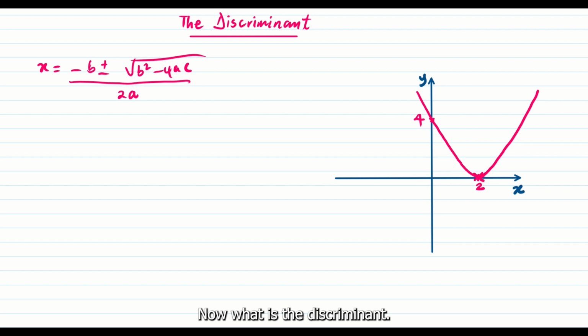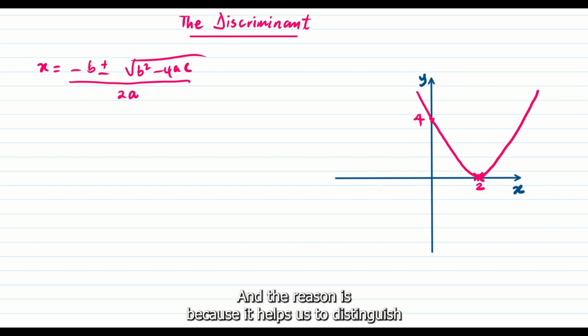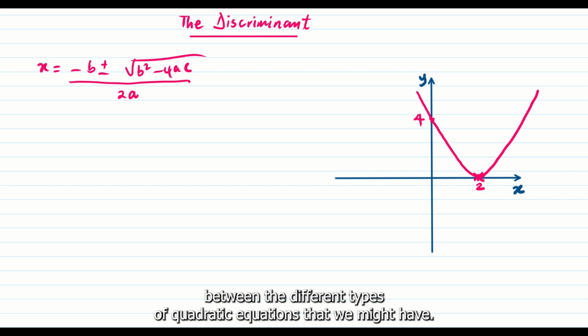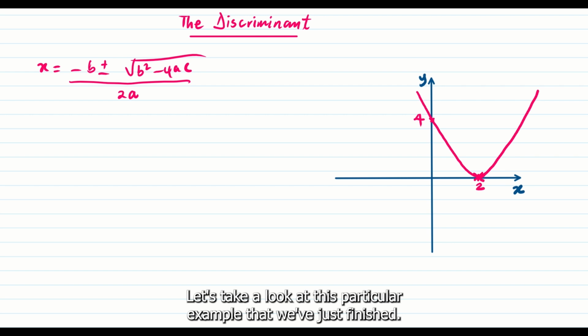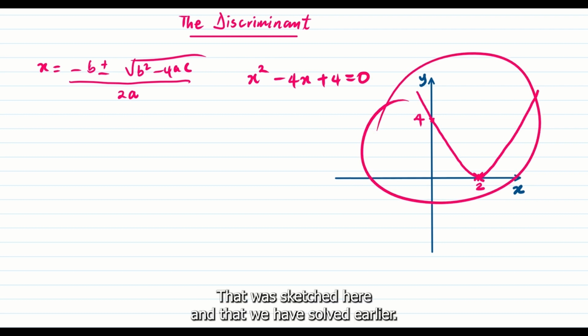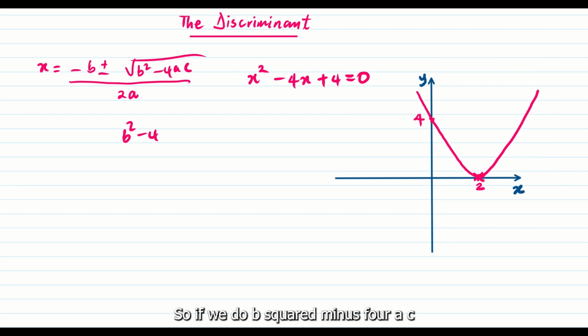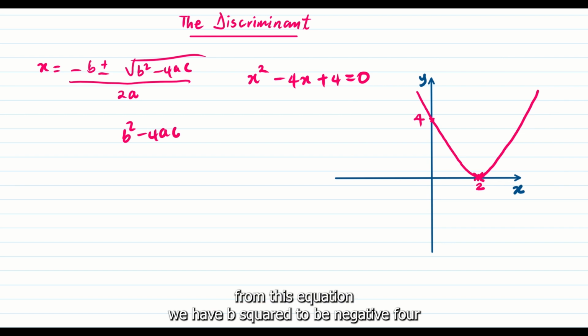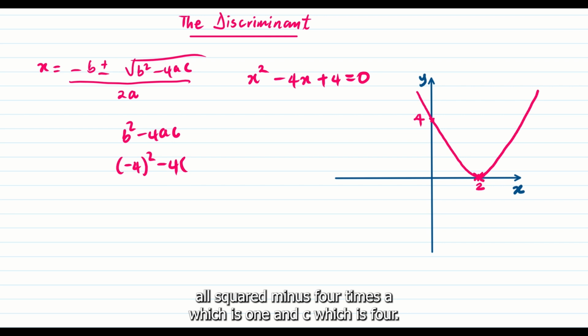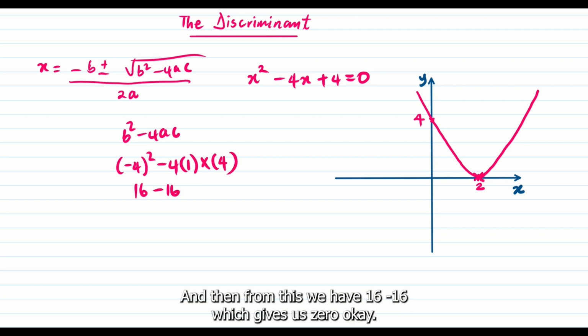Now, what is the discriminant? This part here under the square root is the discriminant, and the reason is that it helps us to distinguish between the different types of quadratic equations that we might have. Let's take a look at this particular example that we've just finished. We know that x squared minus 4x plus 4 equals 0 is the equation that was sketched here and that we solved earlier. If you notice, what we had under the square root gave us 0. So if we do b squared minus 4ac, from this equation we have b squared to be negative 4 all squared, minus 4 times a, which is 1, and c, which is 4. From this, we have 16 minus 16, which gives us 0.